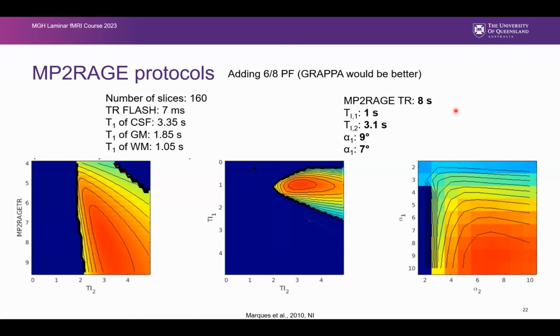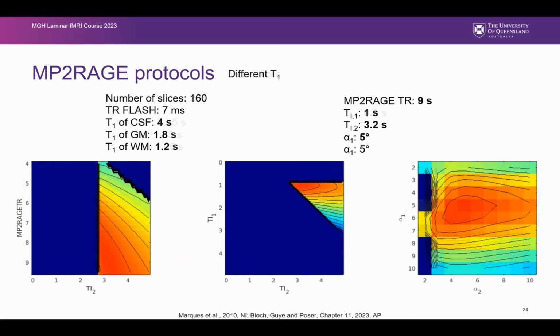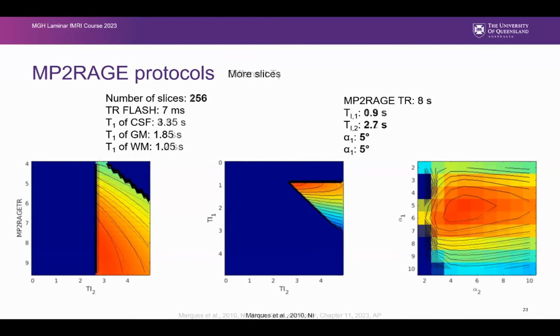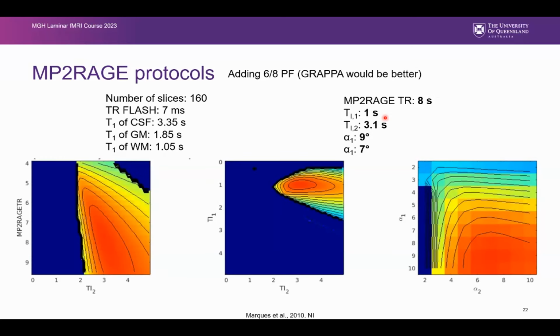Maybe you're like, oh, Saskia said I should shorten my inner loop, so I'm adding 6/8 partial Fourier. GRAPPA would actually be better, but in his simulation, he had partial Fourier. So let's do that. And oops, everything changes, right? If I go back and forth, you can see all the numbers change for the optimal CNR. So this simulation estimates your maximum CNR across these parameters: TR, the inversion times, and the 2 flip angles.